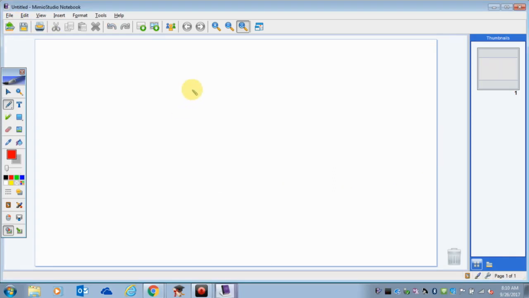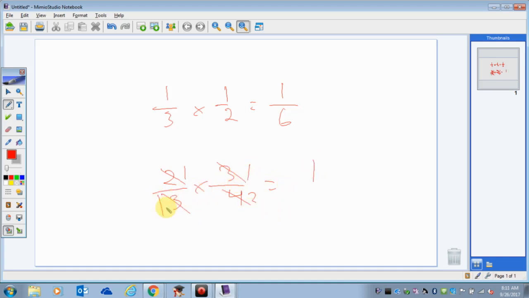If you come to 1/3 times 1/2 and you look at it, there's no cross-reducing that can be done. 1 times 1 is 1, 3 times 2 is 6, and you have your answer. But you always want to check if there is cross-reducing, so you can have 2/3 times 3/4, then you do have cross-reducing that can happen here. The 2 and the 4 can be divided by 2. This becomes 1, this becomes 2. 3 and 3 can be divided by 3. This becomes 1, this becomes 1. You have 1 times 1 is 1. 1 times 2 is 2, and there's your answer.